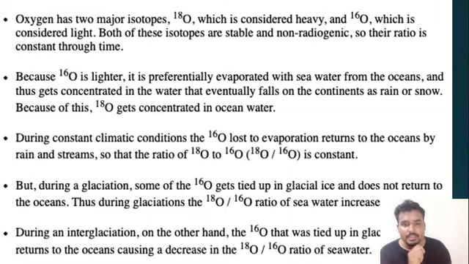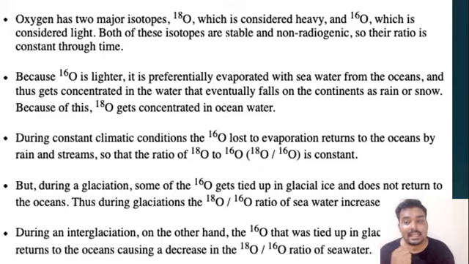Whatever ice is tied up at high latitudes in the form of ice sheets starts melting, and when it melts, the O16 which is tied up in the glaciers will return to the ocean. That causes a decrease in the 18 to 16 ratio in seawater.